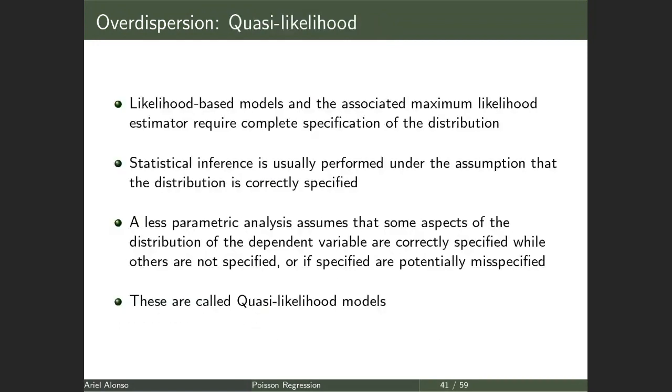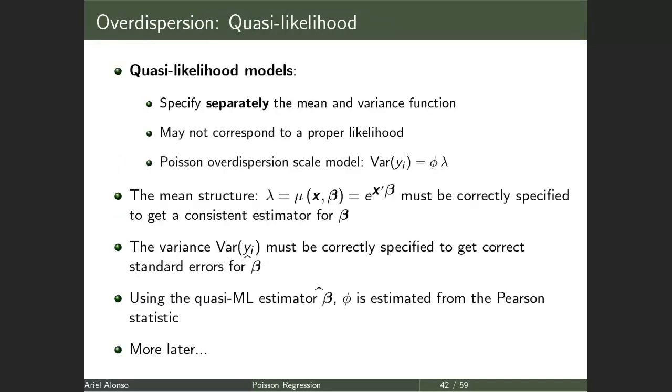Now, quasi-likelihood. Well, when you use these methods that do not necessarily assume that the whole distribution is right, but just some aspects of the distribution are right, you call these methods quasi-likelihood methods or estimating equations methods. We are going to see more about that shortly. So essentially what you do is that you specify the mean and the variance separately.